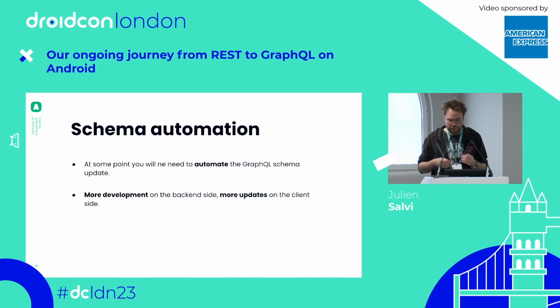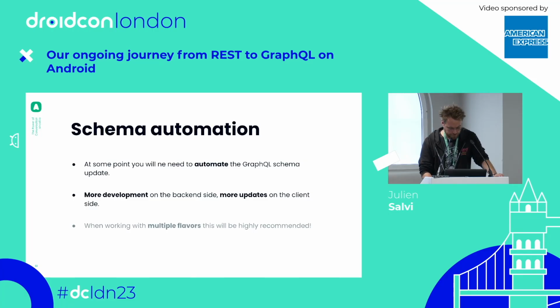If you're working with a backend that's in huge development, they are pushing a lot of things inside the schema. So at some point you will have an update almost every day. And if you are dealing with multiple flavors, like staging, production, QA, whatever environment you use, this is highly recommended because you're going to deal with multiple schemas.